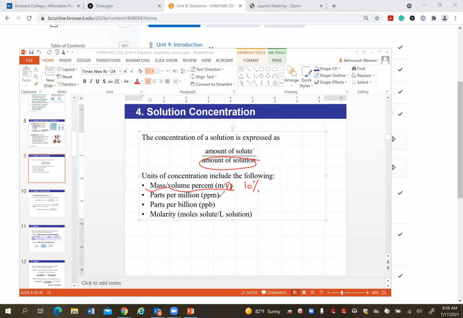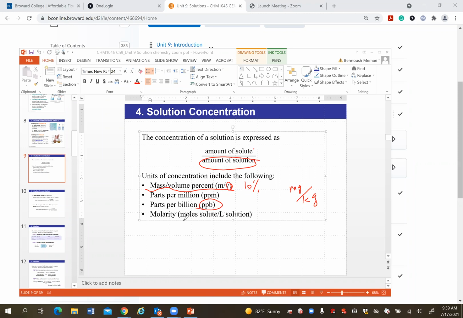Parts per million is like how many gram in a million gram of water, or how many milligram in a kilogram. It's the same thing as ppm, milligram per kilogram. Parts per billion, when do they use parts per billion?